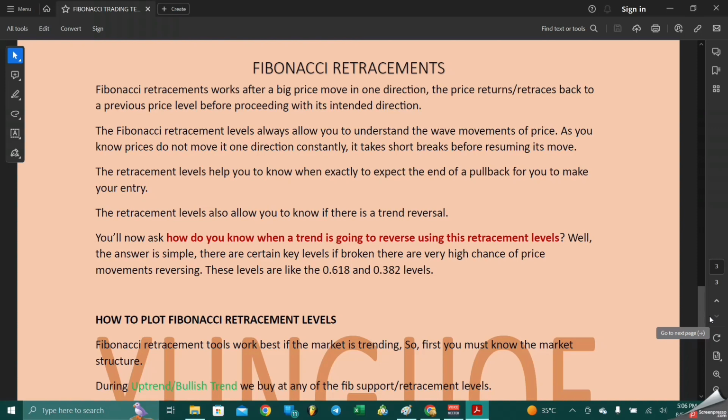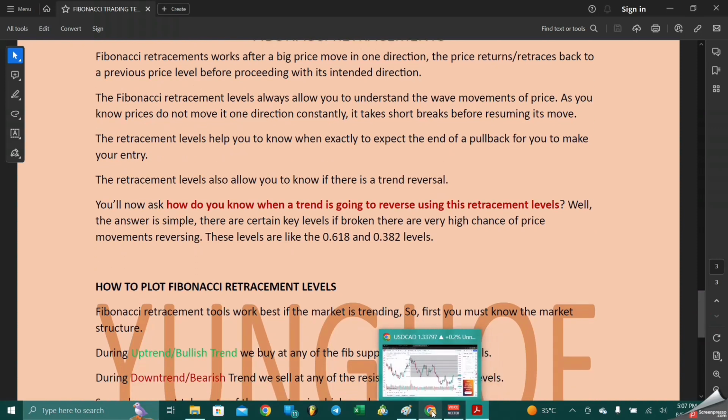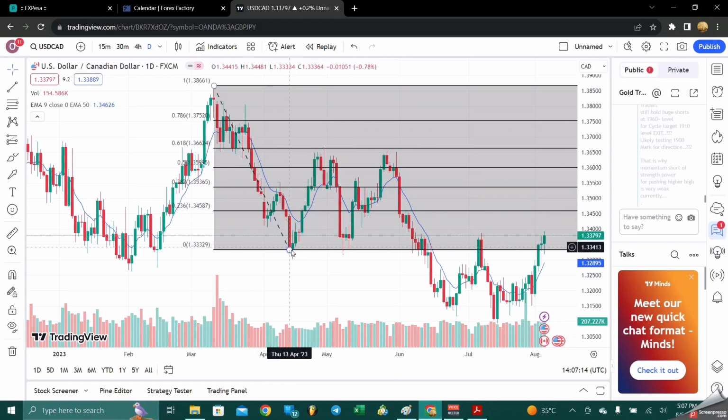Fibonacci retracement works after a big price movement in one direction, then the price returns or retraces back to a previous level of resistance or support before it proceeds in the direction it was going. So let me show you an example. After prices reached this level at 0, it pushed back to the 0.618 ratio level before pushing back down. This was a resistance level because we're selling. It pushed back down and went back up to retry the level and pushed back down.